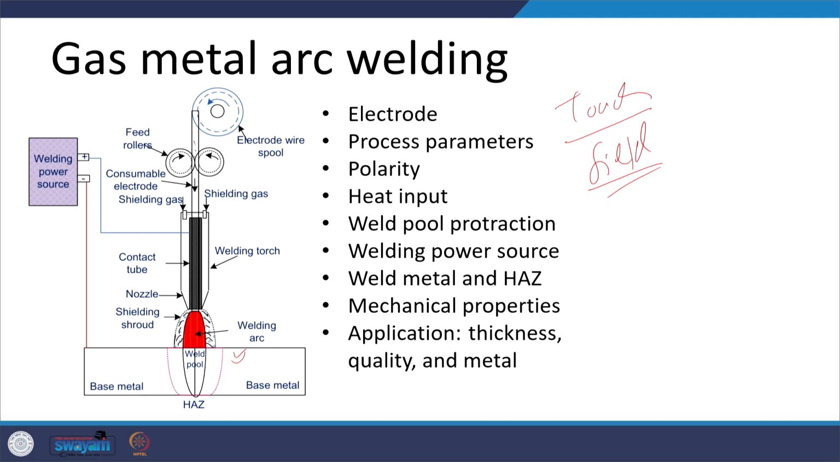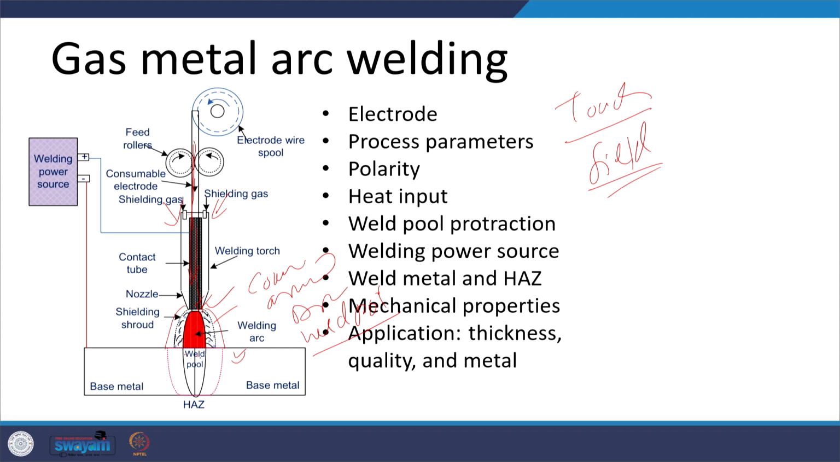Now, the electrode comes through the nozzle, and through the welding torch we also supply the shielding gas. Shielding gas comes out of the nozzle, and the electrode also comes out of the nozzle. The arc is established between the electrode and the base metal, and the shielding gas coming out of the nozzle forms a cover around the arc and the weld pool. That is how it provides the protection.